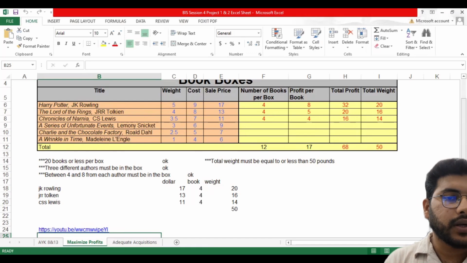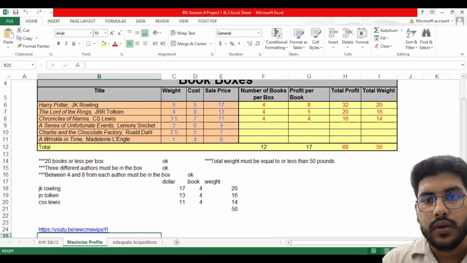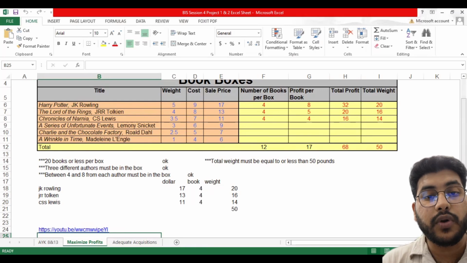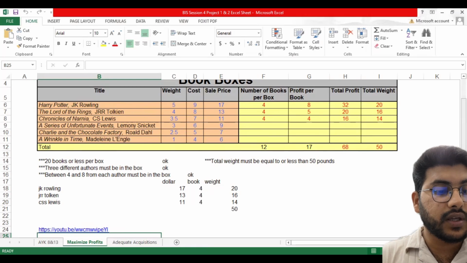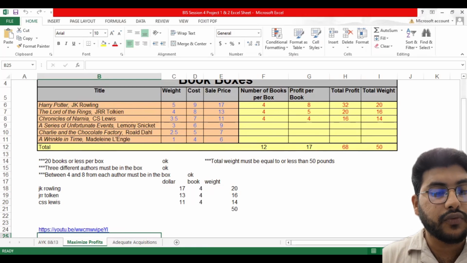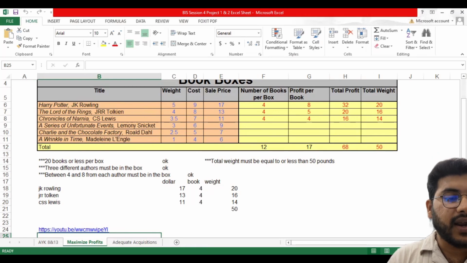So in this part we will calculate and narrate the problem and constraints. The goal here is to select a combination of books that results in the highest possible profit for a single box. We have a list of 6 books with their respective weights, cost, and sale prices.